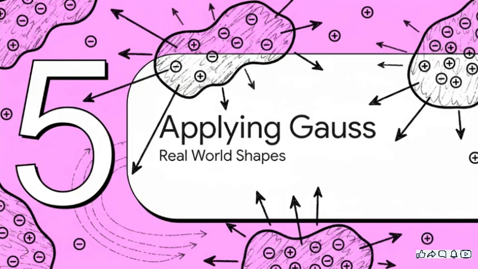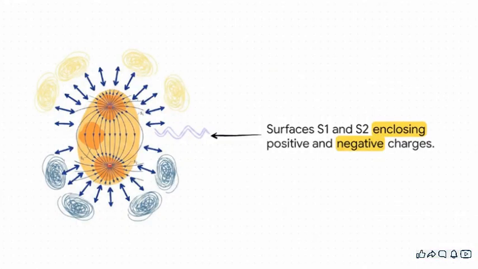And finally, part 5, applying Gauss to real shapes. Let's wrap up this explainer by putting all these tools together for the grand finale. Let's see what happens when we throw multiple charges into the mix. Here we have a dipole, a positive and a negative charge right next to each other. We've drawn several arbitrary, blobby Gaussian surfaces around them.